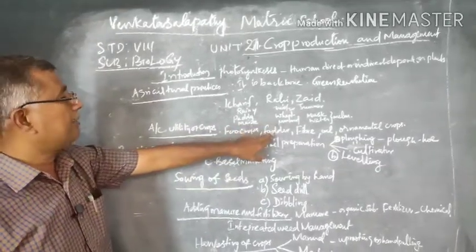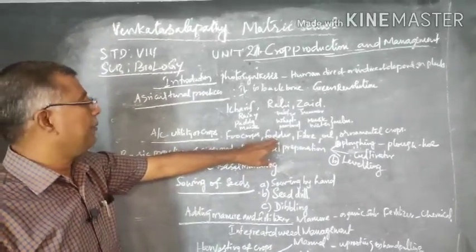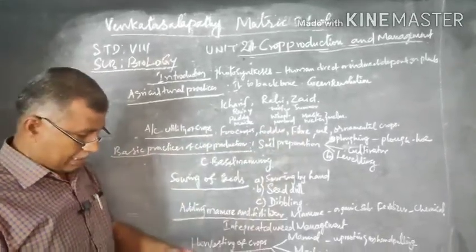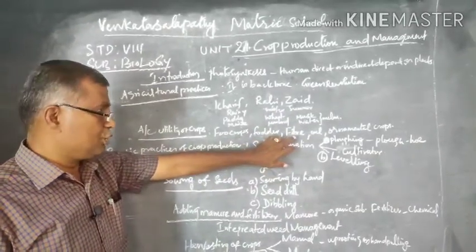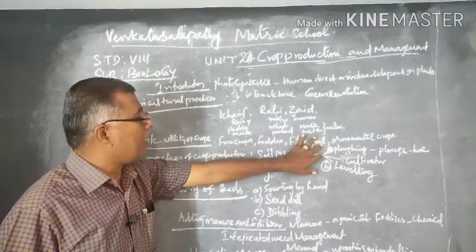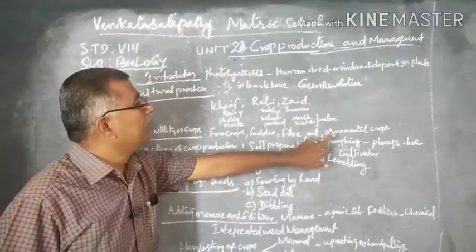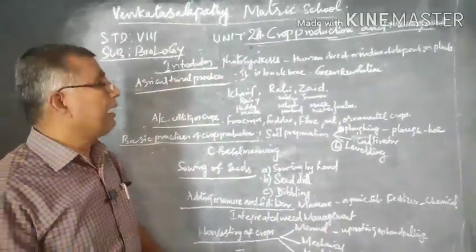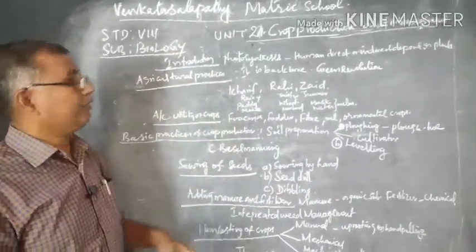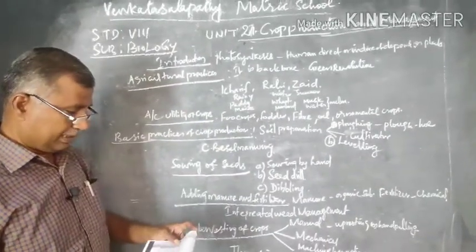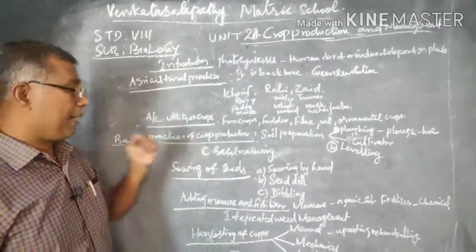Fodder crops are needed for livestock, that is cattle feed. Example, sorghum and millet. Then fiber yielding crops are used for cordage and textile. Example, cotton, jute, etc. Then oil crops are for industrial uses. Example, sesame, groundnut. Then finally ornamental crops are for landscape gardening. Understand? Example, crotons and bougainvillea. India is the largest producer of mangoes and bananas. Understand?